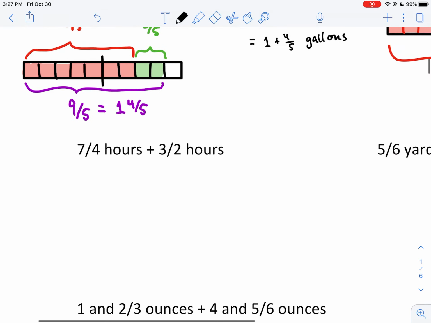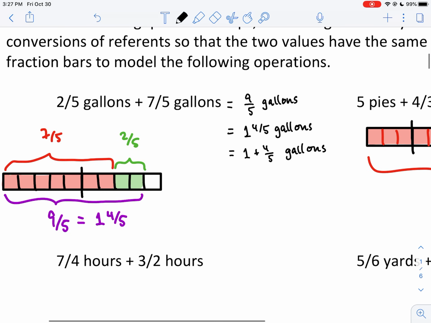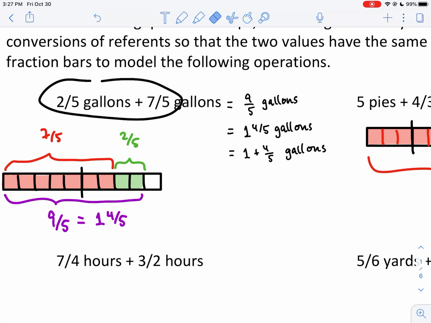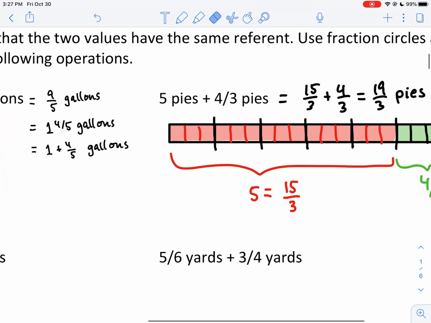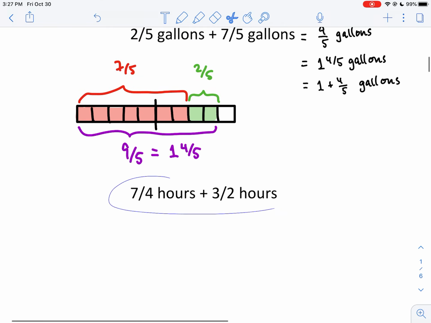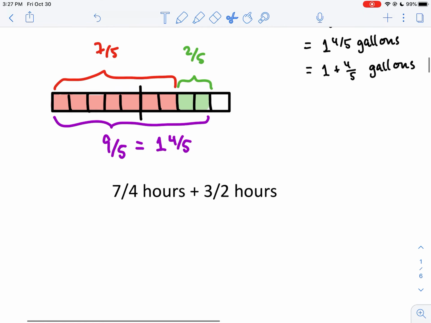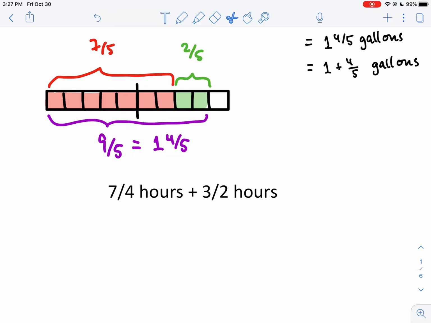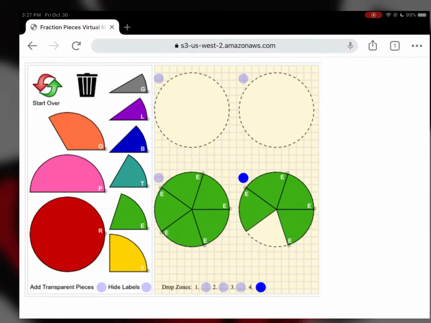Okay, let's do adding two fractions where the denominators are different. You'll notice we did earlier two fractions where the denominators were the same, so you're adding similarly sized pieces. Here we did adding a whole number with a fractional piece. Now let's do two fractions that have different denominators. 7/4 plus 3/2 hours. I'm going to go back to the circles and model this.